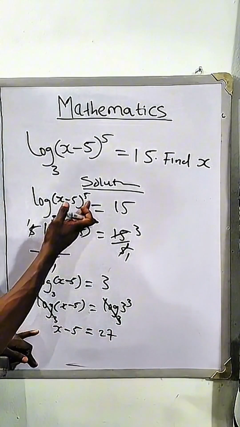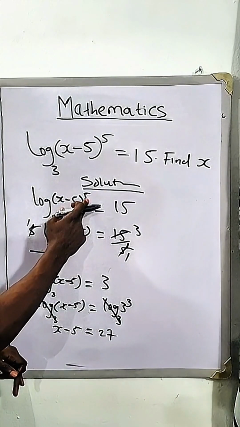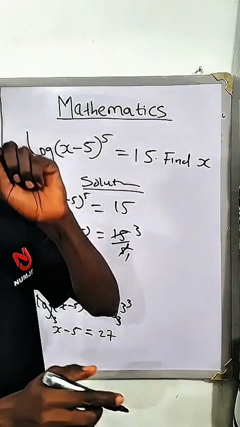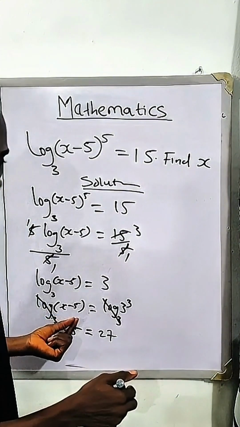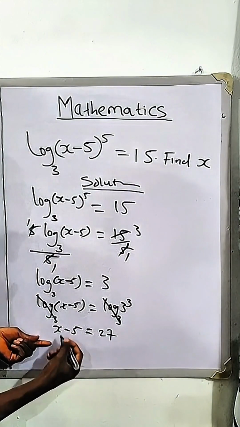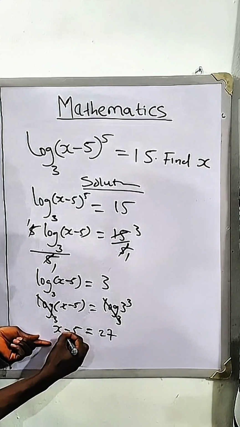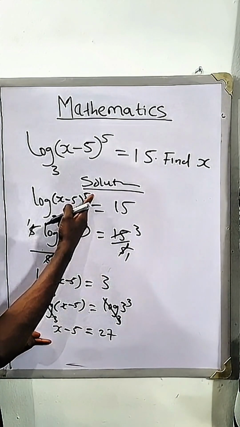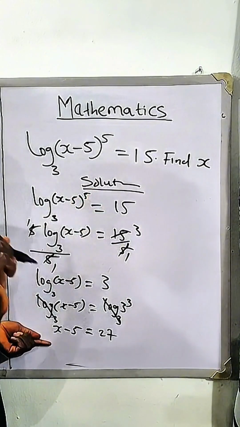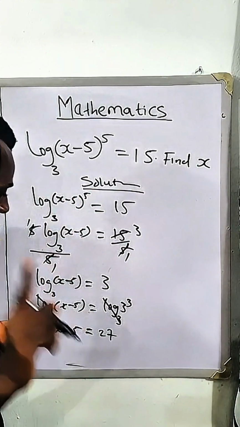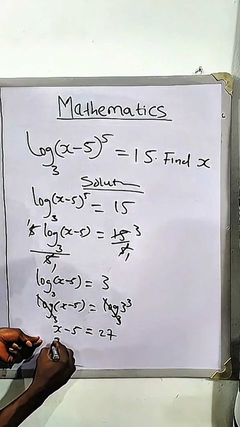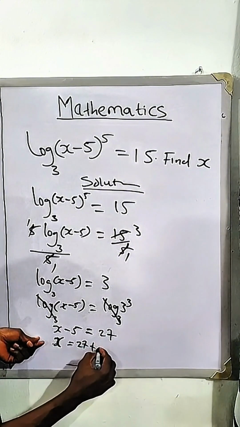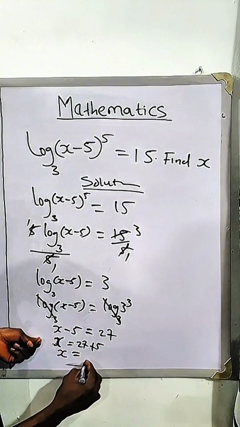27. Remember, the power is an odd number. Let's assume this power is an even number. We'd have 2 values of x. As it is 27 here, we would say that x minus 5 is equal to plus or minus 27. But because the power, this index, is an odd number, we're going to have just one value of the unknown, which is x. So x, we collect like terms, x is equal to 27 plus 5.